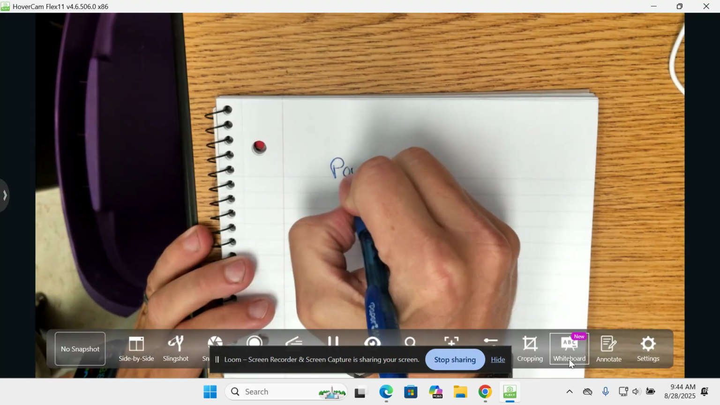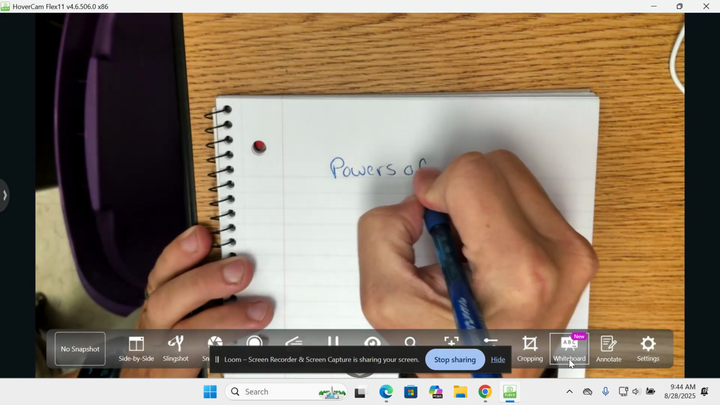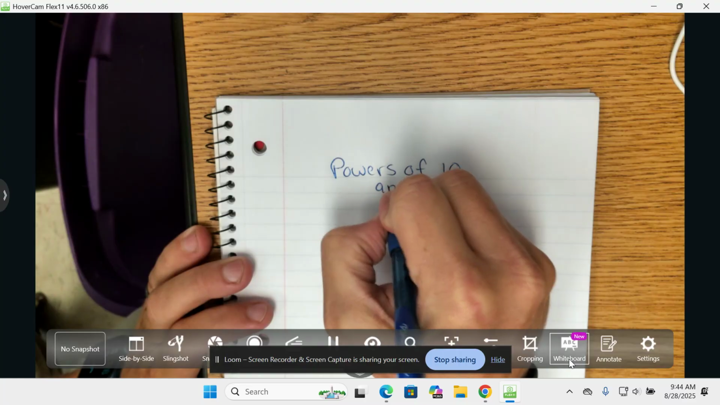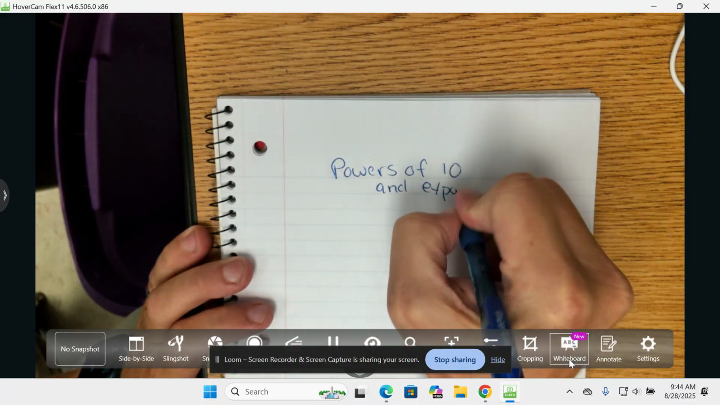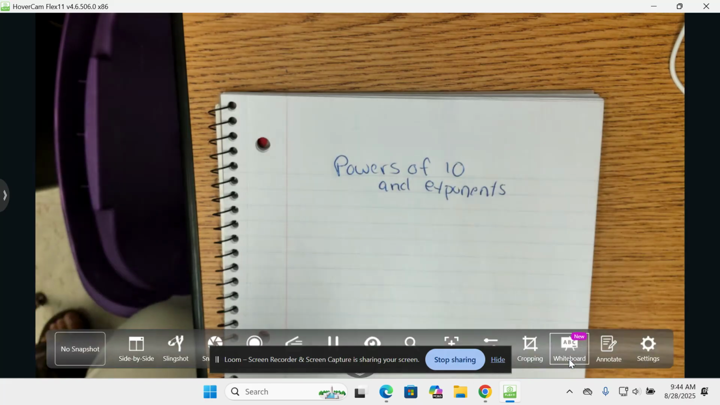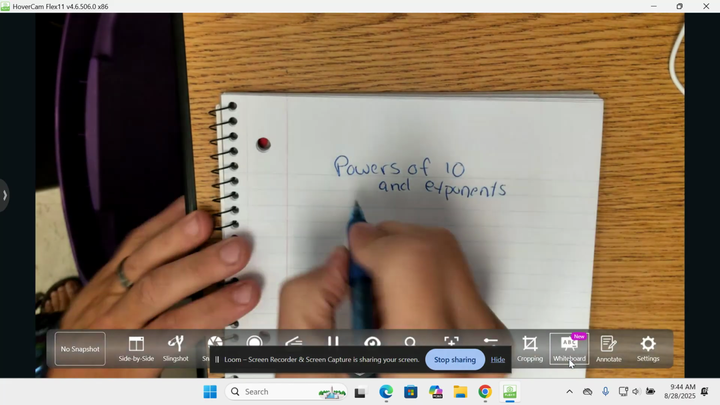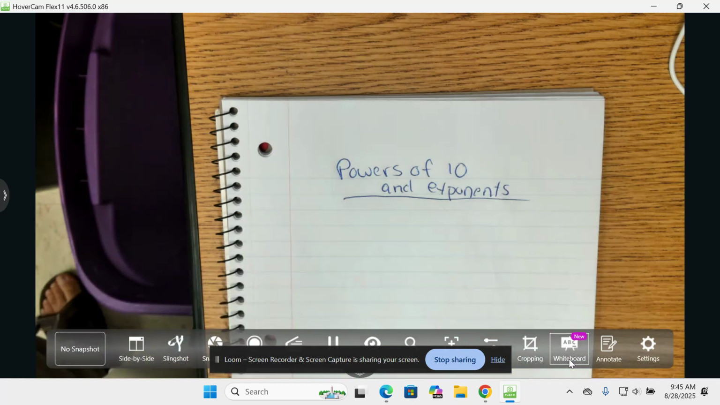Okay? So this is actually called Powers of 10 and Exponents. Okay? So this is going to be our first lesson from the math book, but you won't have to get that today. Okay? So this is Powers of 10 and Exponents. Now, you've heard of exponents a little bit already because exponents are in order of operations.